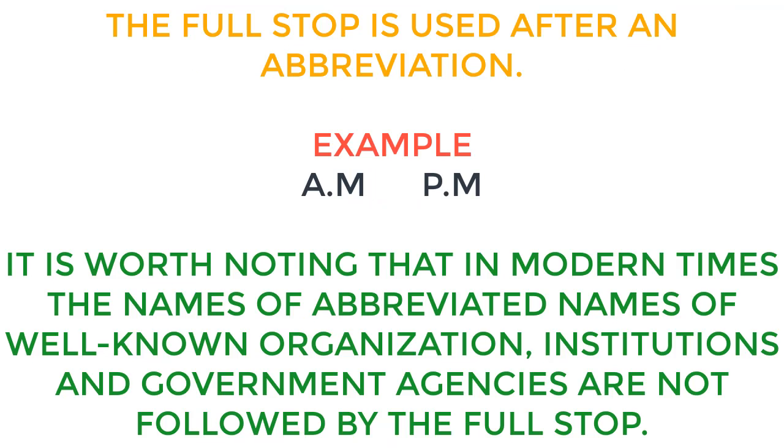Secondly, the full stop is used after an abbreviation. What is an abbreviation? An abbreviation is a shortened form of a word. Here are a few examples. AM, PM. It is worth noting that in modern times, names of abbreviated organizations or institutions are not followed by the full stop. A classical example is BBC.